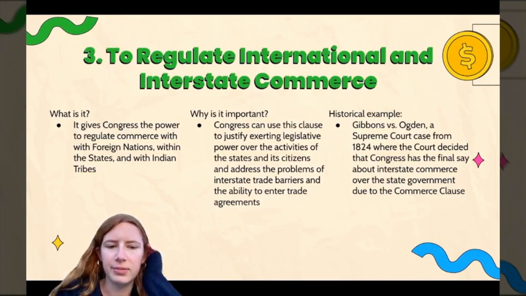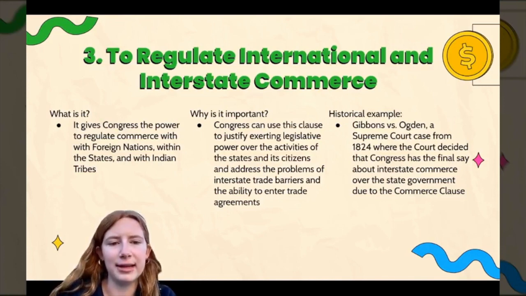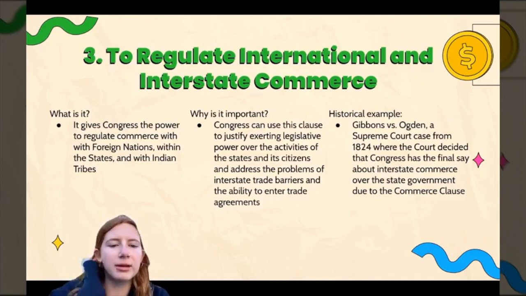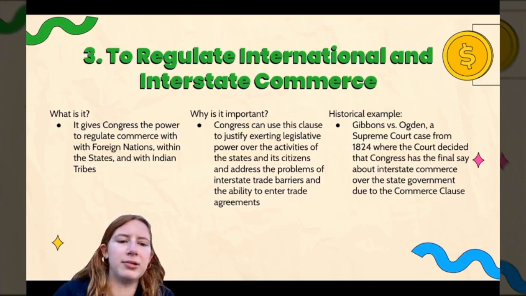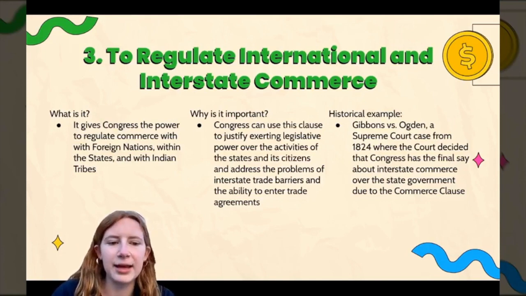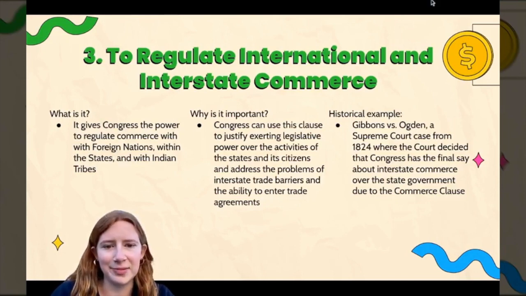In this court case, Gibbons was still using his steamboats and traveling them across state lines from New Jersey to New York when he no longer had a permit. But the court's decision was that it was allowed because they have say over the state government due to this Commerce Clause. That's why it is important.